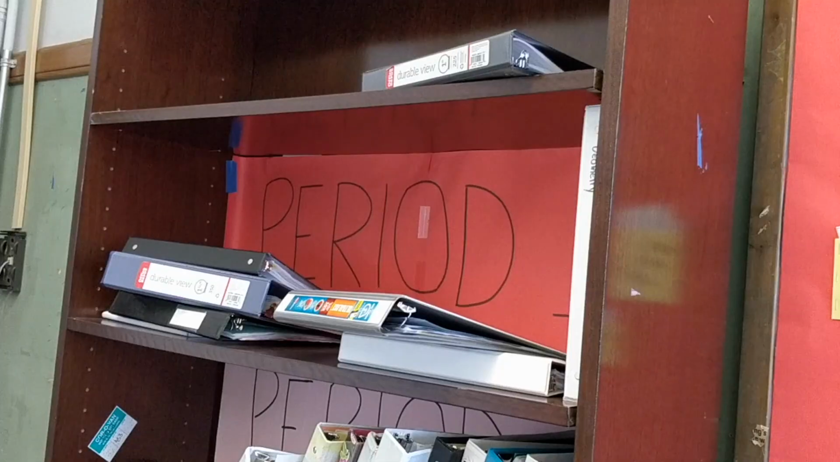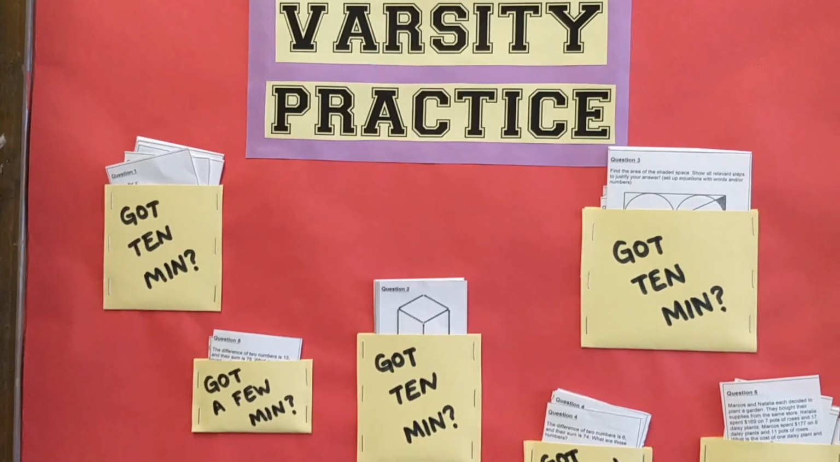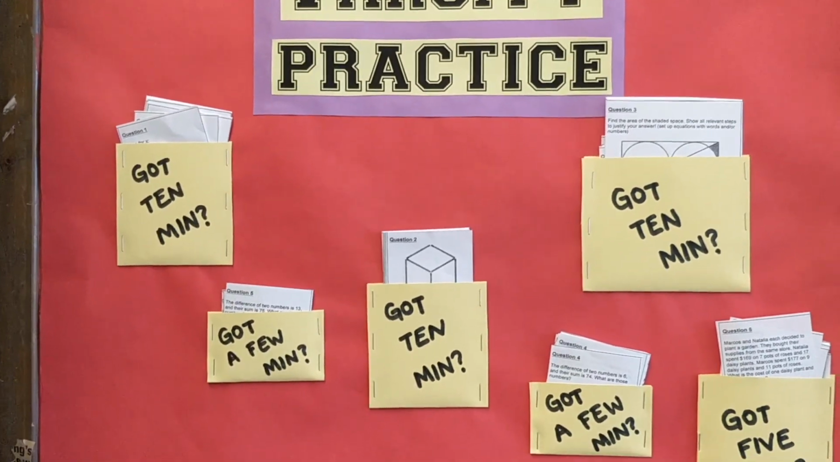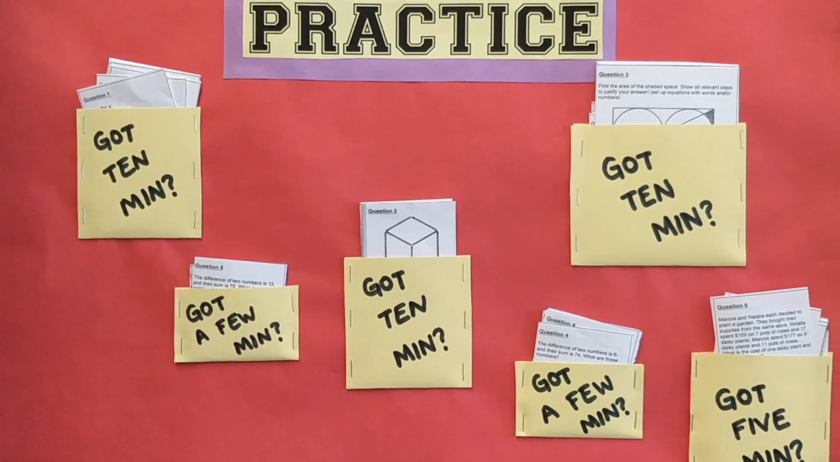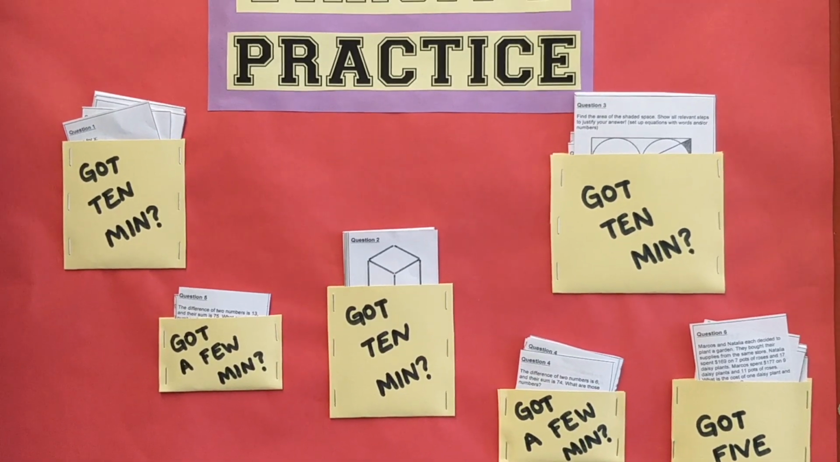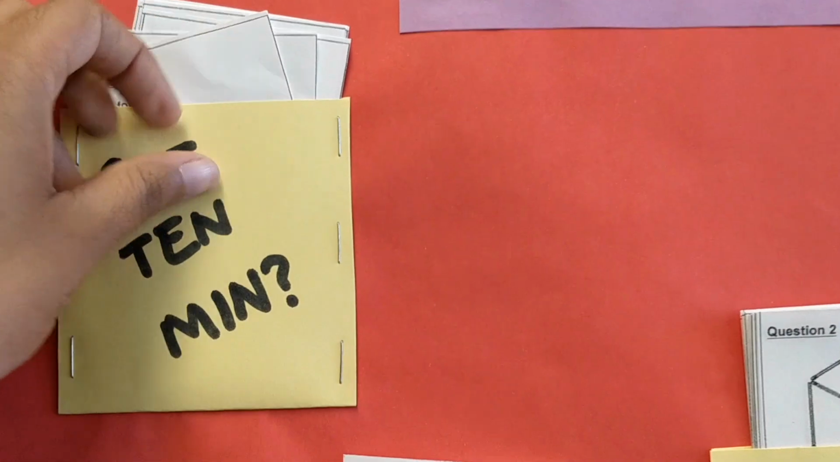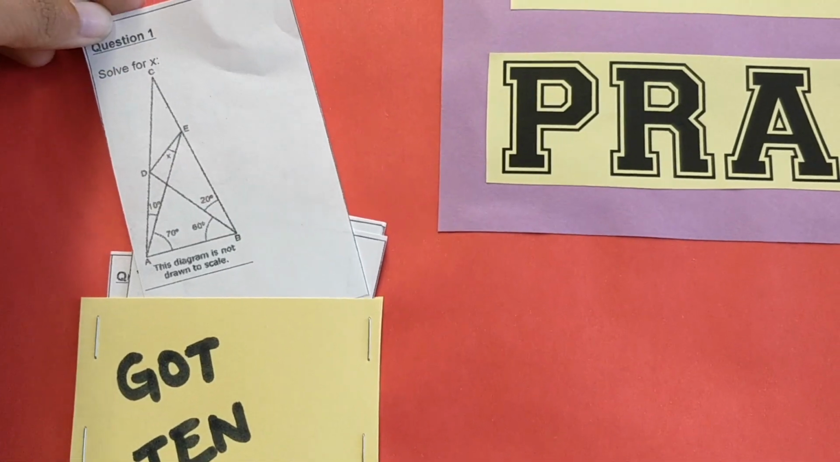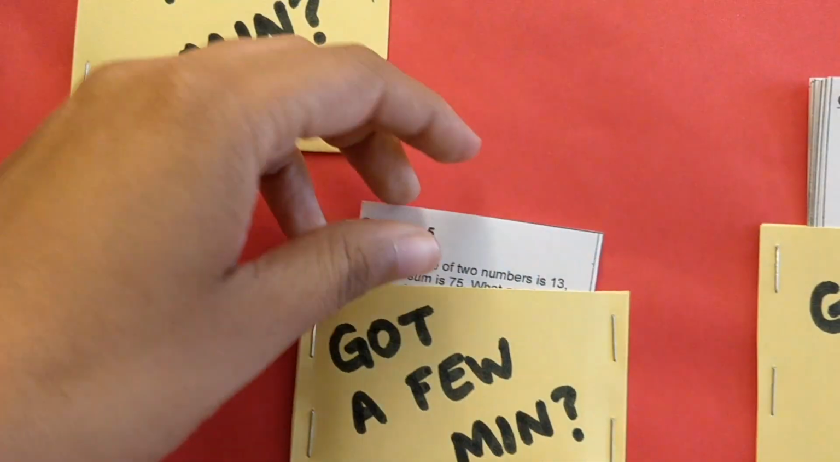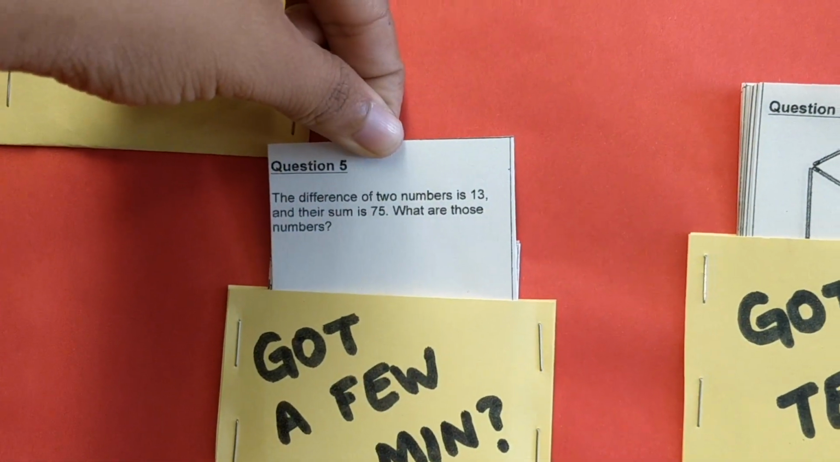So something else that I did instead was that if students finish their work early, I just have a bulletin board in the back of my room, and it's called the Varsity Practice Board, and let me show you what that is. So just next to the bookshelf here, I have the Varsity Practice Board, and I add to this as the year goes on, but basically, depending on how much time students have remaining, they can, if they finish early, come here and then pick out a problem and then give it a try. So if they have 10 minutes, they can try this puzzle. If they have just a few minutes, they can try this puzzle.